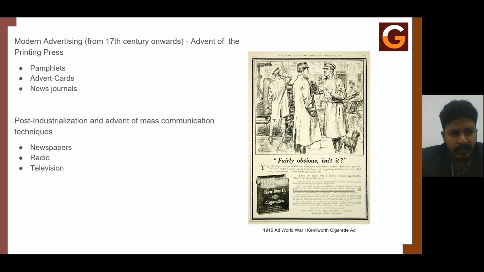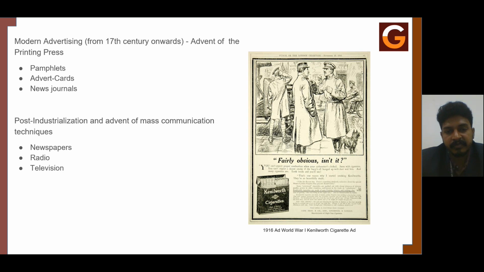So you have different mass communication techniques being brought in to advertise properly. Newspapers, radio, television, these are all prime real estate for advertisers, because not only are they expensive, but you can use them to reach a fairly large audience, which was very difficult before. Like you saw with the previous ones, they were all limited to a certain space of your town, or you would have to spend a lot more time and energy to go to another place and advertise by yourself.